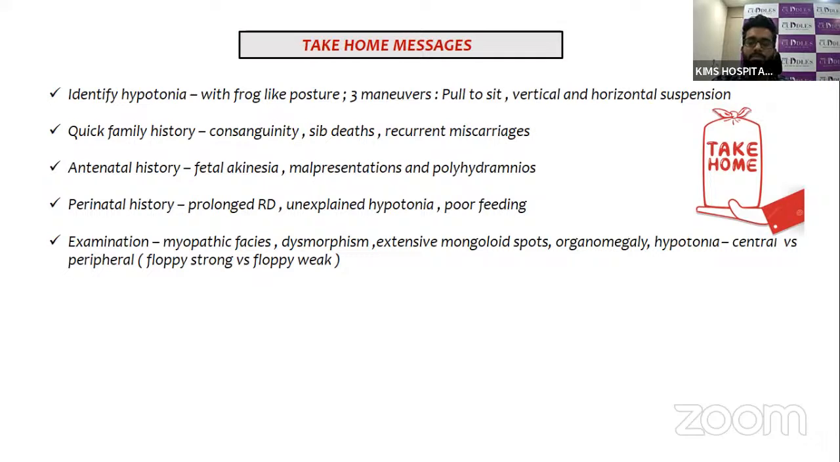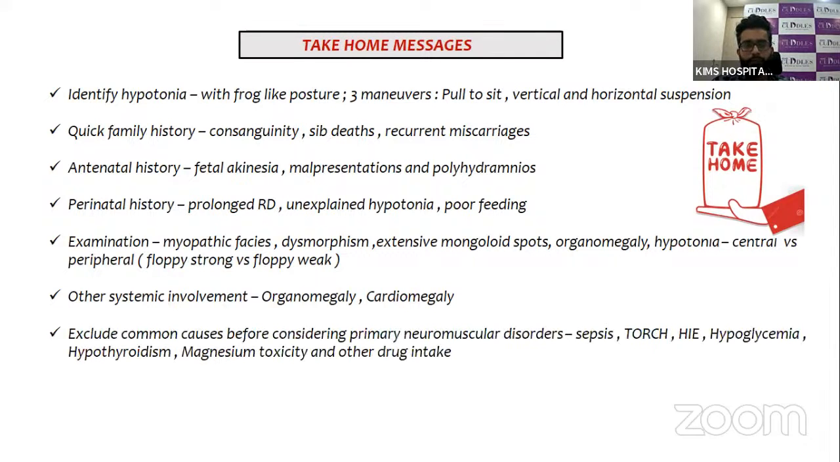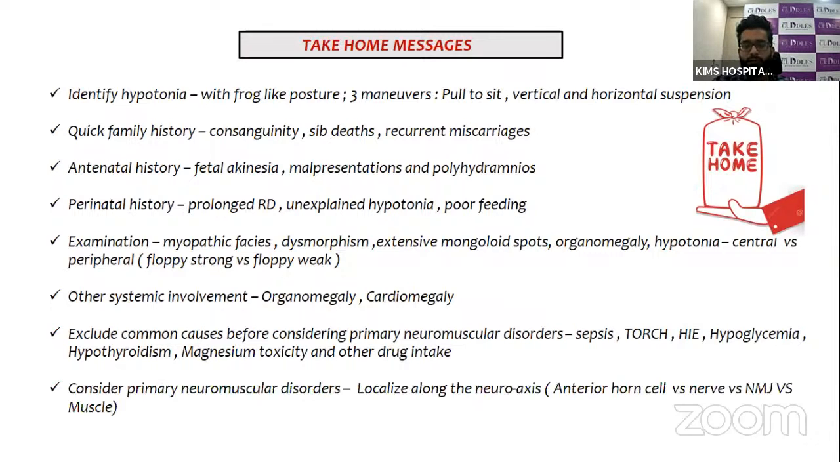Once you identify hypotonia, try to find out if it is central versus peripheral, that is floppy strong versus floppy weak. Then other systemic involvement is extremely important, like organomegaly in Zellweger's, cardiomegaly in Pompe. And you can also see cardiomegaly in mitochondrial disorders and fatty acid oxidation disorders. And exclude common causes before you jump to primary neuromuscular disorders. The common conditions like sepsis, TORCH, HIE, hypoglycemia, hypothyroidism, magnesium toxicity, and other drugs need to be excluded. And only after ruling these out, consider a primary neuromuscular disorder.